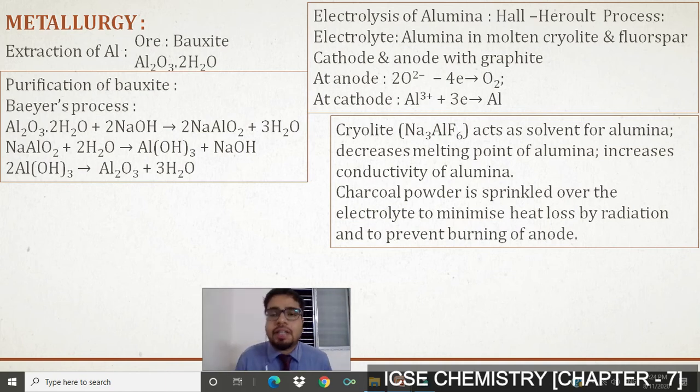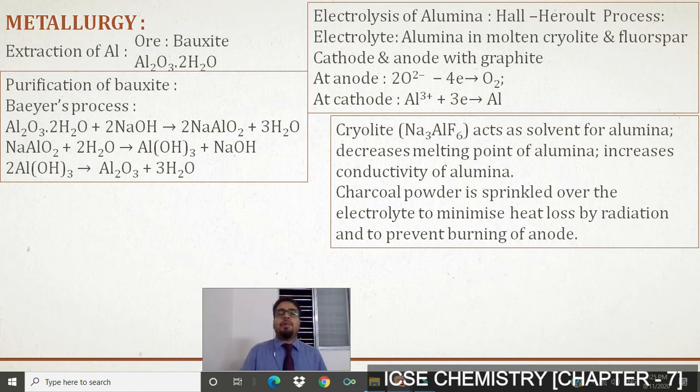Moreover, you need to discuss the ionization equation of alumina, that is Al2O3 reversible 2Al3+ plus 3O2-. And if you want to write the ionization of cryolite, you can write Na3AlF6 reversible 3Na+ plus Al3+ plus 6F-. And for fluorspar, it is CaF2 reversible Ca2+ plus 2F-.